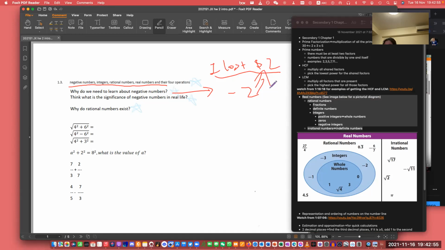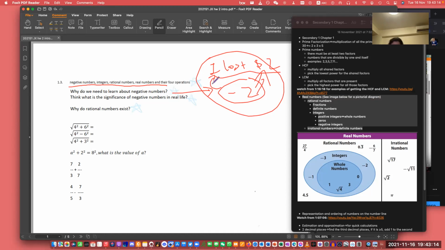All right, so what is the significance of negative numbers in real life? Yep, so I just demonstrated to you. You can actually use a mathematics representation -2 to represent this simple statement. All right, okay, Ken?